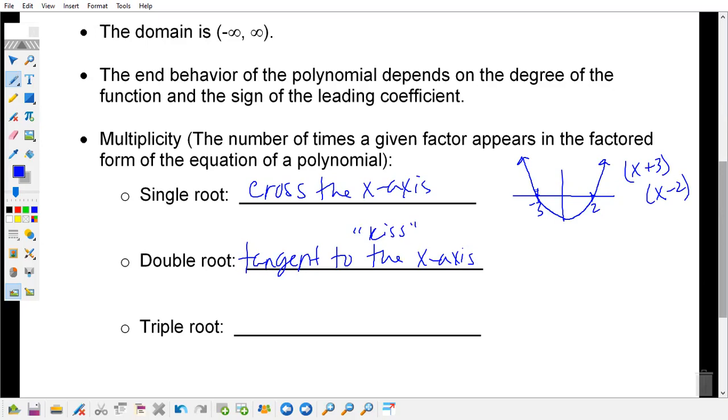So when we're looking at the examples at the top, let's do x times x minus 4 squared. That tells me at 0, I'm single, so I'm going to cross. But at 4, I'm going to touch. I'm going to kiss the line and bounce back. I do not cross the x-axis. I'm going to peck, and go.